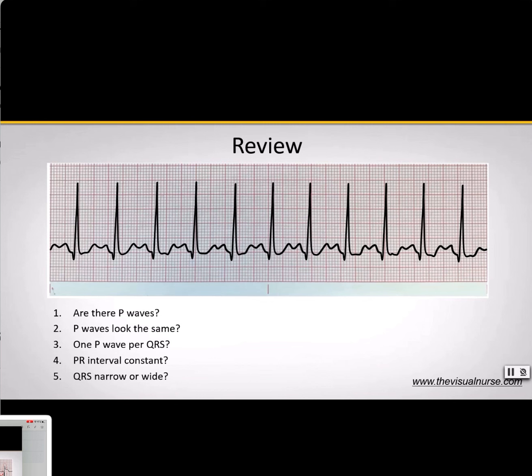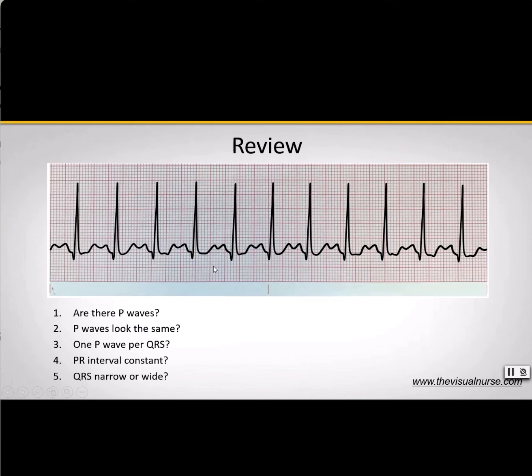Are there P waves? Yes. We have P waves here. Do they all look the same? Yes, they do. So they're coming from the same place in the atria. They're marching out on time every time, and there's one P wave for every QRS complex. P wave, QRS. P wave, QRS. P wave, QRS.